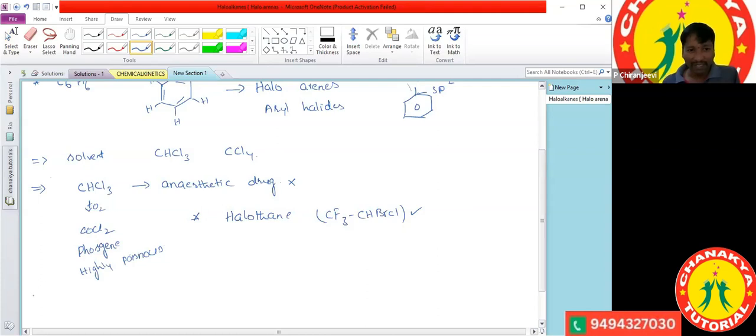Okay, next. This is one use of haloalkanes and haloarenes. And what is another use? We are using some DDT. Do you know what is meant by DDT? Dichloro, diphenyl, trichloroethane.